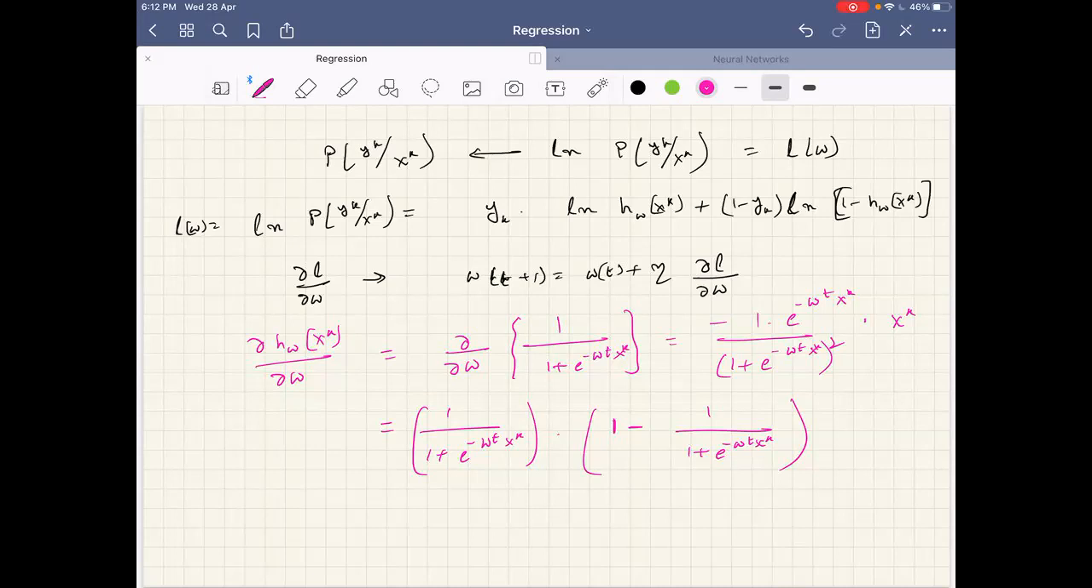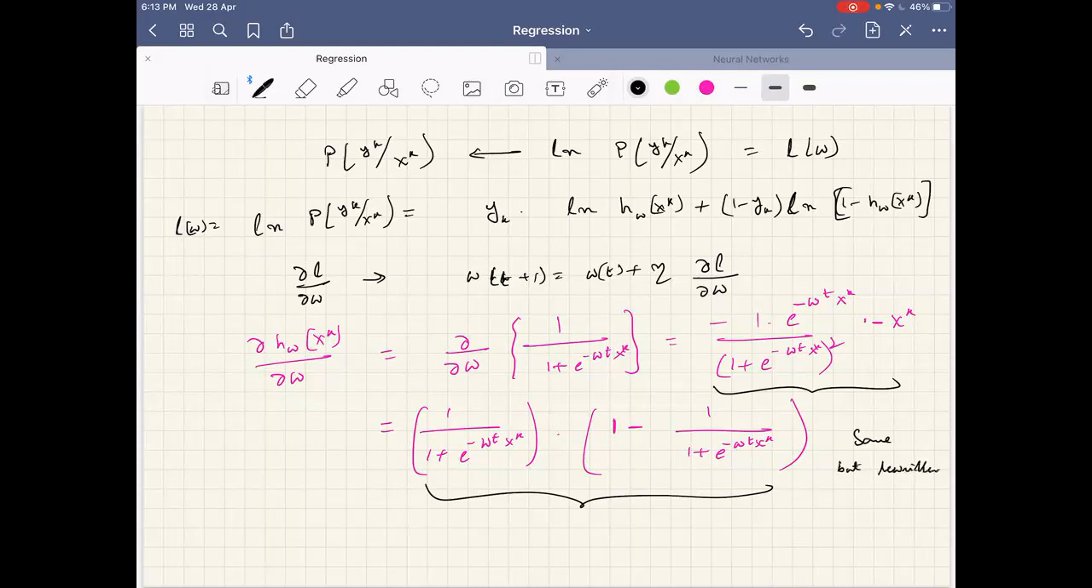Please note that this minus is because of minus 1 by x square, and when you find the internal derivative, there is minus xk here. So this minus and minus get cancelled, and this is exactly same as what you have here. This and this are exactly same. Now please note that it is the same but rewritten.